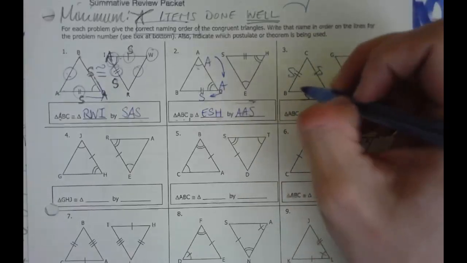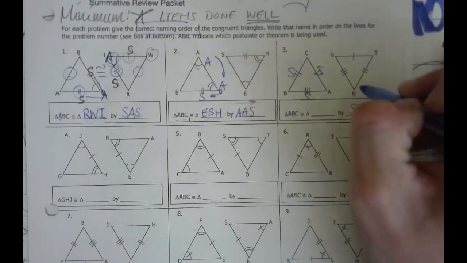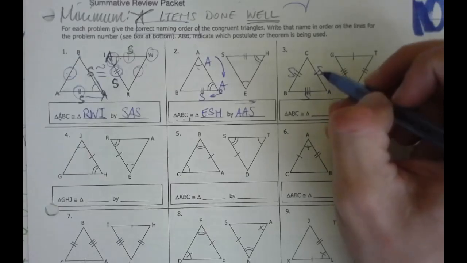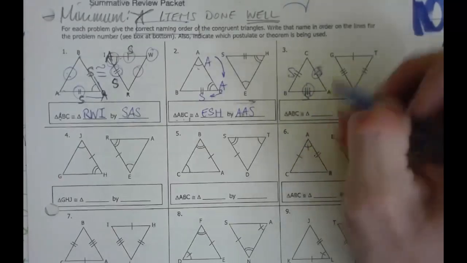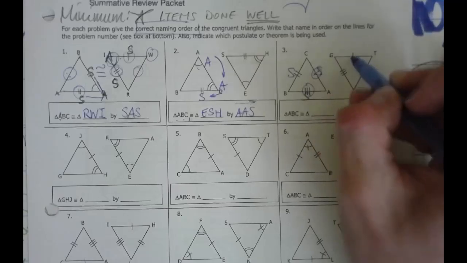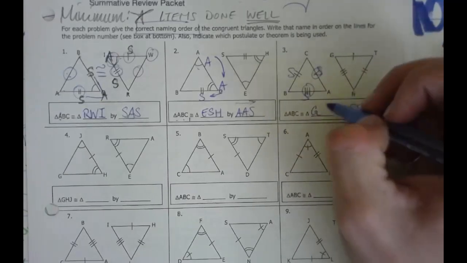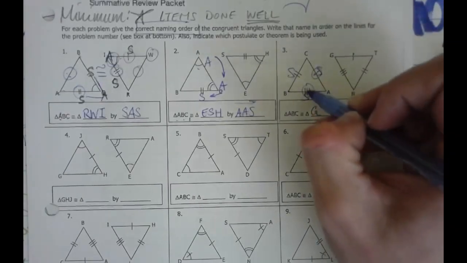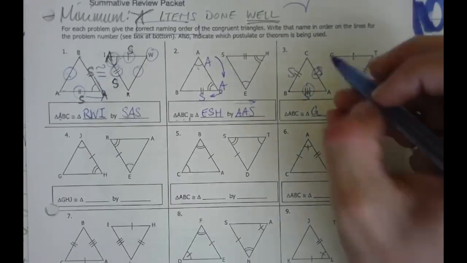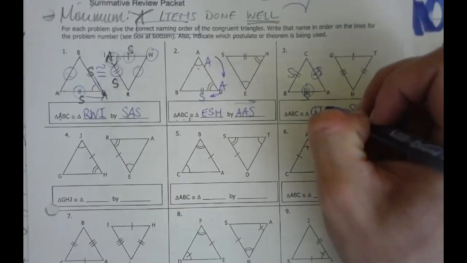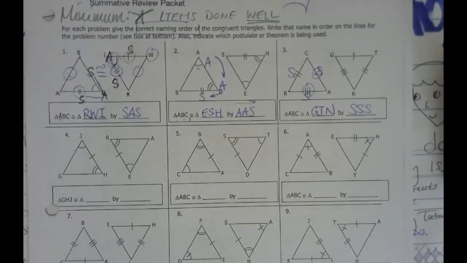All right, and then here we have triangle ABC, and we want it to correspond to, let's see, A is between 1 and 3 hash marks. That's kind of how I'm thinking of it. And then I see that G is between 1 and 3, so G must go first. Next is B, and I see that B is between 2 and 3. 2 and 3 would be T, and then the last letter is N. All right, so I've done the first 3. I think you guys can do the rest on your own.